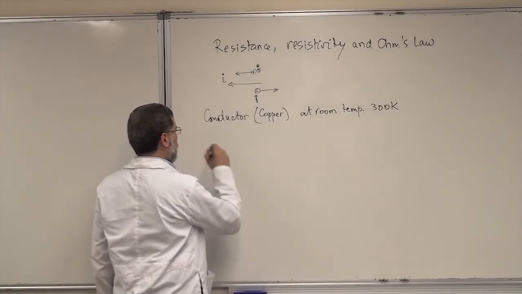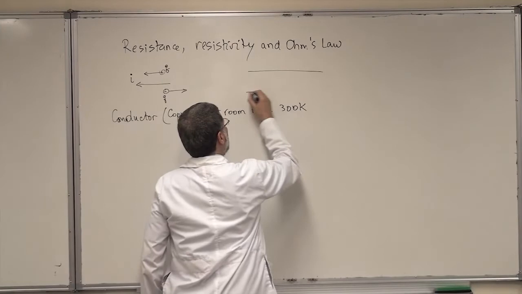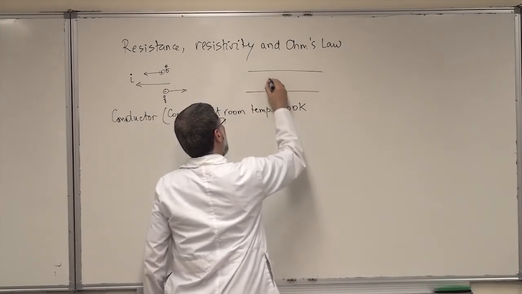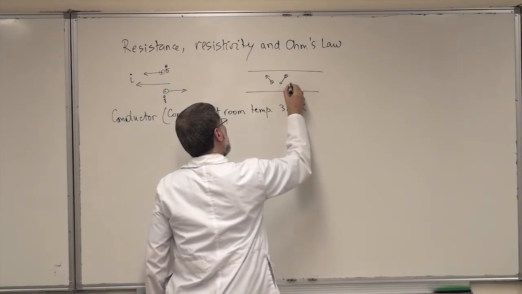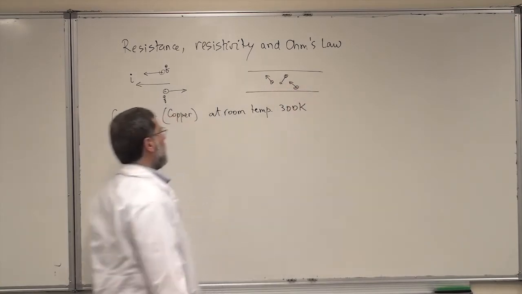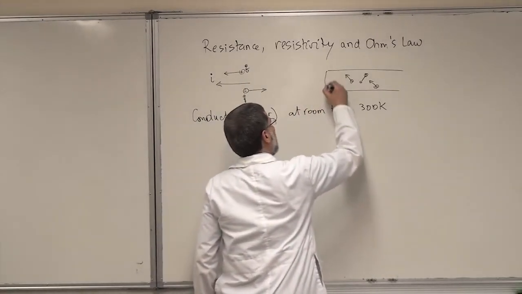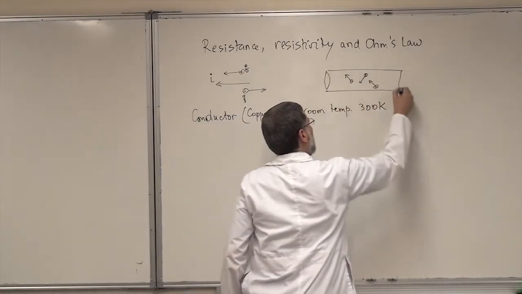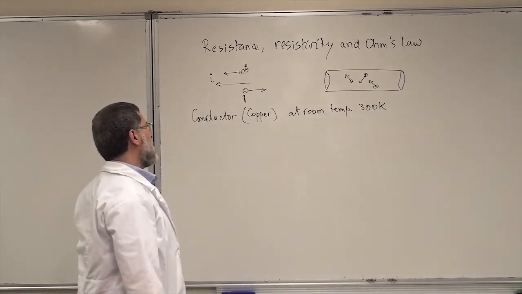Remember, I showed you in the previous video that the electrons are moving randomly, okay? There is no net current when there is no applied electric field in this conductor, okay? That's the conductor. Cross-section area here, and that's the electrons are moving.